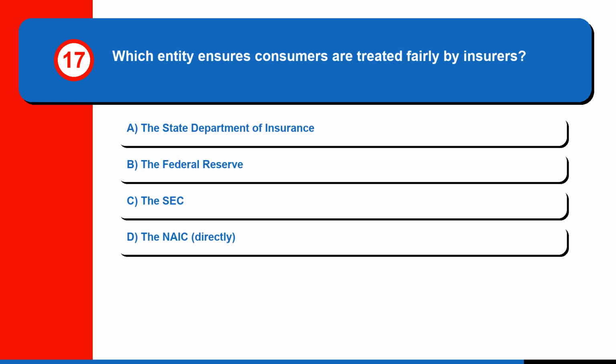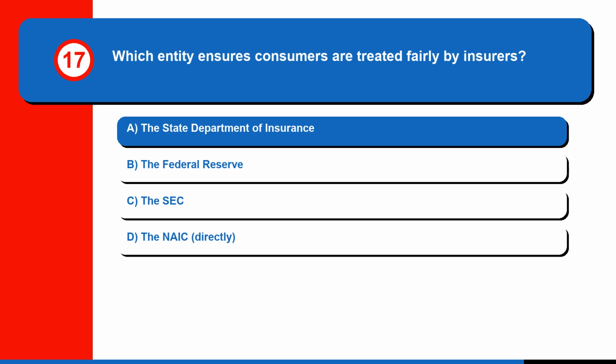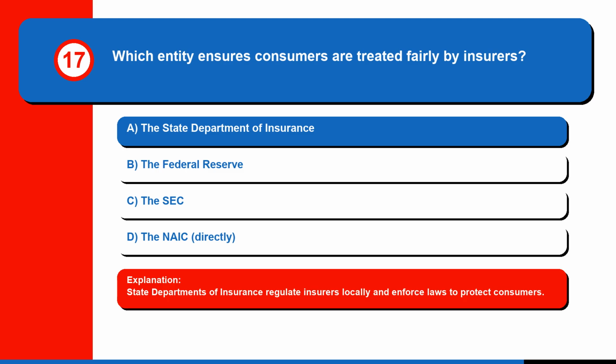Question 17. Which entity ensures consumers are treated fairly by insurers? A. The State Department of Insurance, B. The Federal Reserve, C. The SEC, or D. The NAIC, directly? The correct answer is A. The State Department of Insurance. State departments of insurance regulate insurers locally and enforce laws to protect consumers.